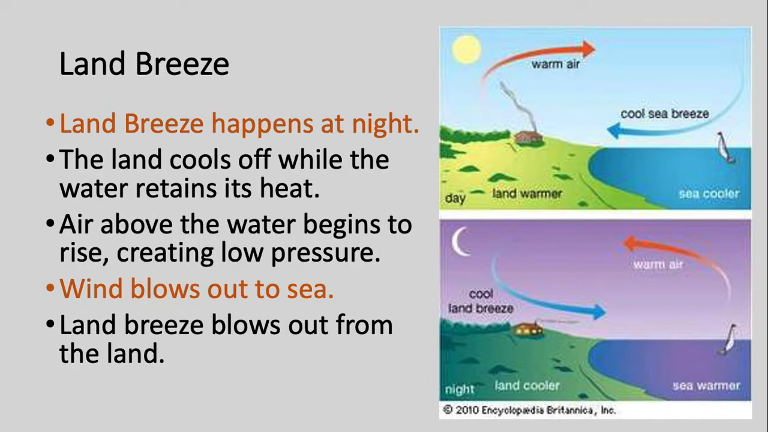Land breeze happens at night. The land cools off while the water retains its heat. Air above the water begins to rise, creating low pressure. Wind blows out to sea to replace the rising air. Land breeze blows out from the land.